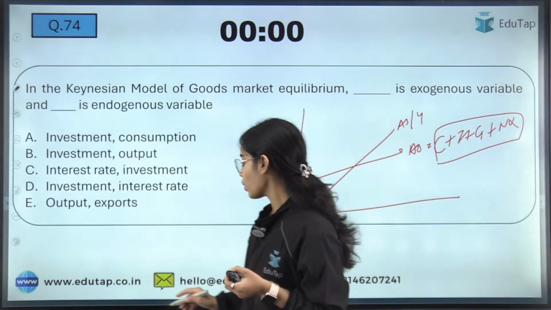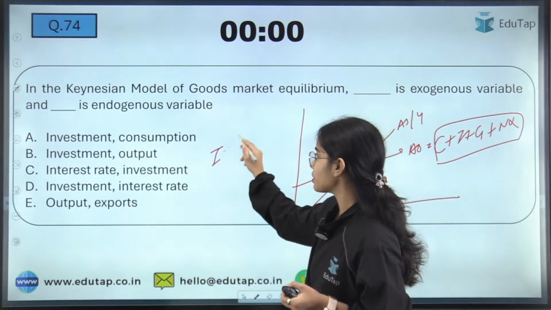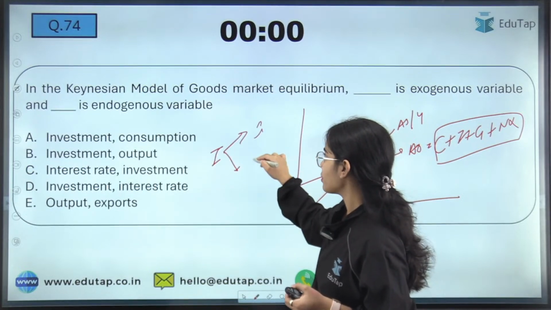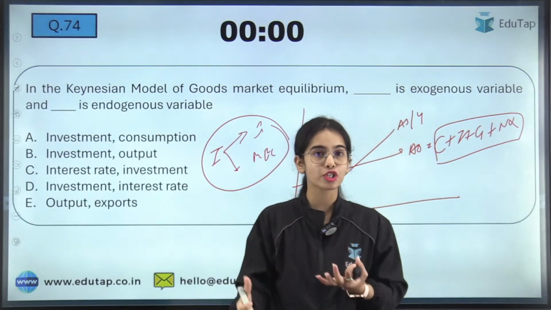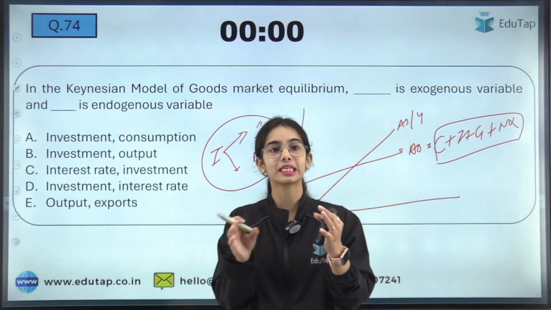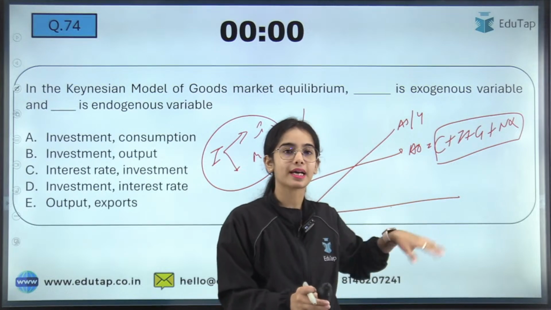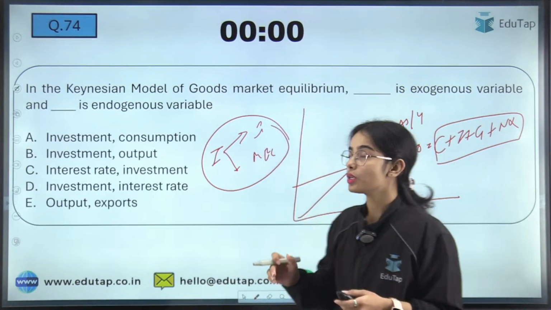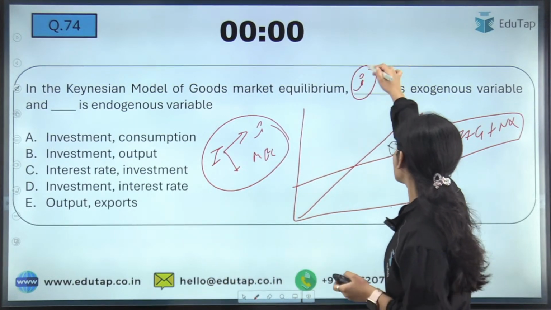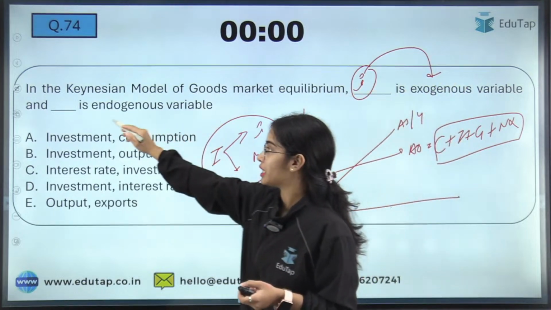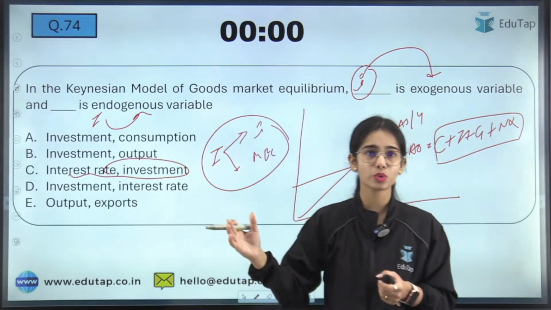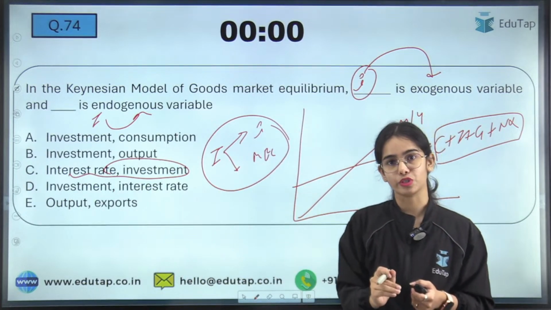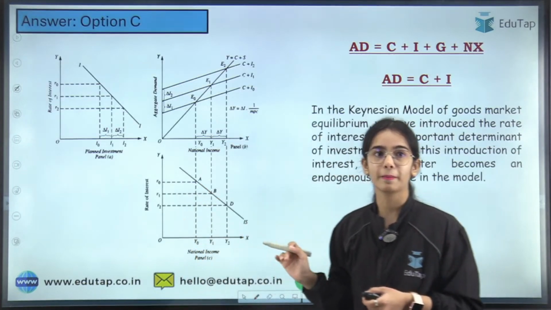But interest rate, now it was said by Keynes that investment depends upon the interest rate and marginal efficiency of capital, but this connection has never been shown by Keynes inside the Keynesian model. So interest rate is the exogenous variable while investment is the endogenous variable. Okay, so C is the answer here.